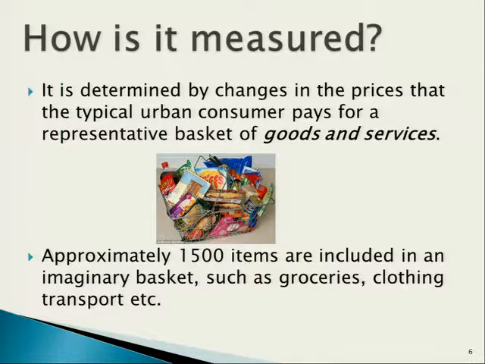So when they do the inflation rate and determine what it is, they focus on urban products. Now, what it also mentioned is that it is goods and services. So if I speak of a representative basket, there is a picture of the basket, but that is only a representation of the food section. If you look at the second bullet, it says approximately 1,500 items are included in an imaginary basket.